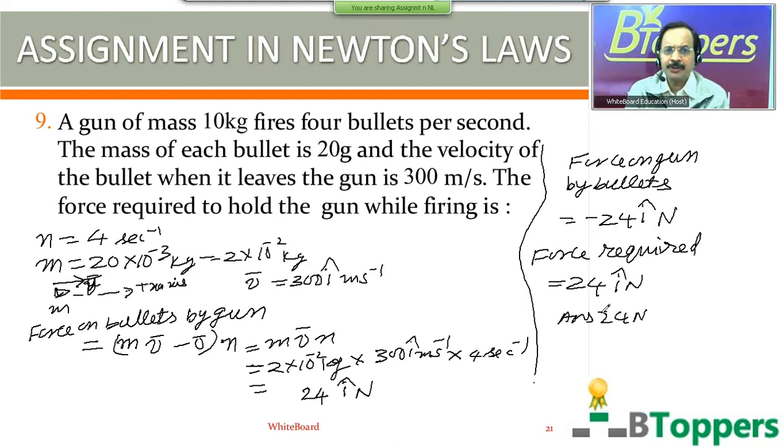Those who want to copy the solution, they can copy the solution. Of course, you are given the mass of the gun here. To answer this particular question, the mass of the gun is not required. Of course, we make use of the mass of the gun when you are asked to find the recoil velocity of the gun, when it is allowed to recoil freely. But here the gun is not allowed to recoil freely. It is therefore you are not asked to calculate the recoil velocity of the gun. So that's why we are not making use of the mass of the gun.